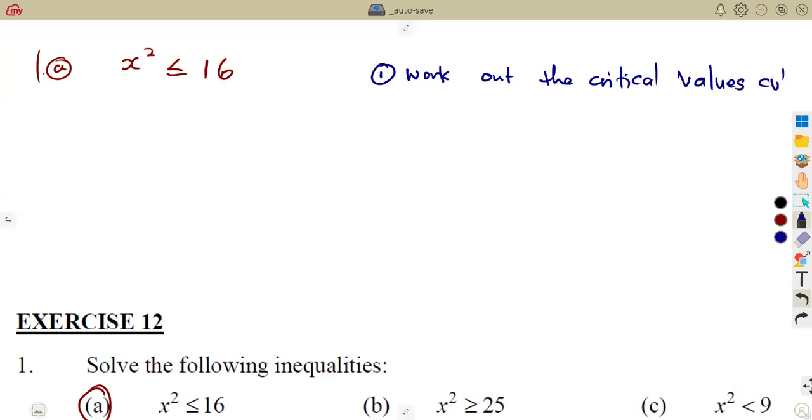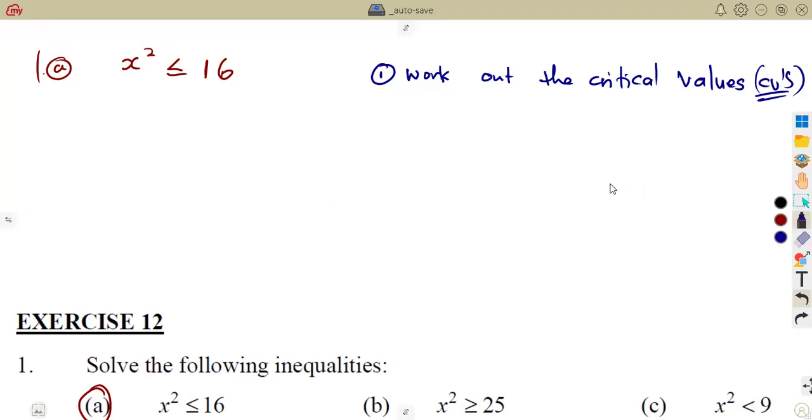All right. That is the first thing that you need. So to work out the critical values, guys, it's just like you are solving an equation, not an inequality, but an equation. Take note there. It's like you're solving an equation. So this is it. As we understand, we could have determined this equation by introducing square root. Then we say x is equal to plus or minus 4, which is fine.